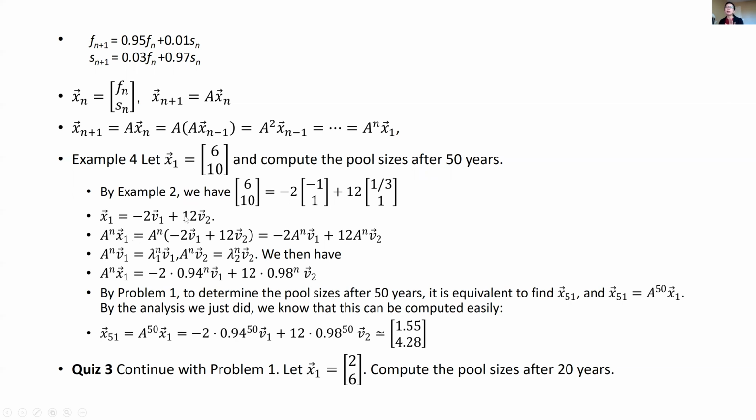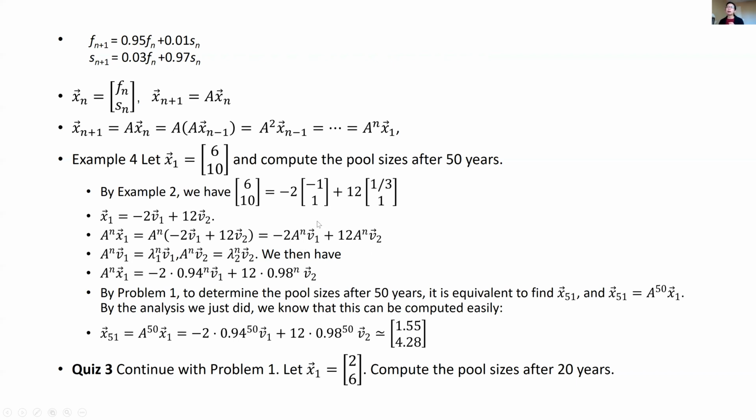We know that x1 is equal to that. Just substitute this x1 into this equation. Then you have this function. Then we have that, and we can distribute A to the n to these two matrices. Then therefore take out this scalar. Then you have the sum of these two vectors.